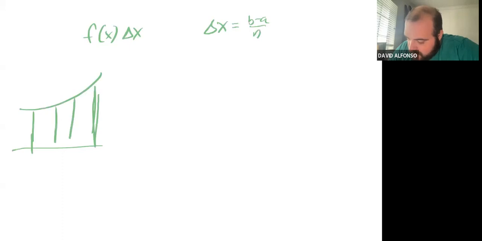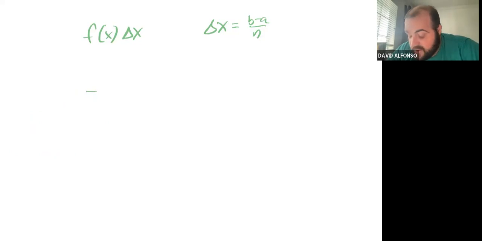You break this up into certain rectangles. And basically, it depends if you want to do right or left or mid. So the height of the function could be determined from the left side of each interval, right? It could be determined from the right side of each interval, or it could be determined by the middle value. So basically, you just have to play around with what value of x you want to plug into the function to calculate the height. That's pretty much all the difference between left and right is.